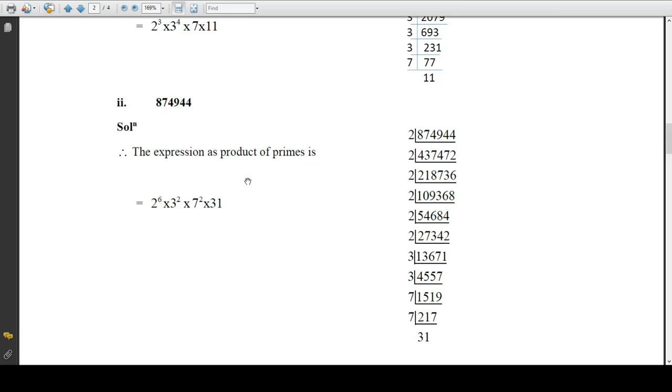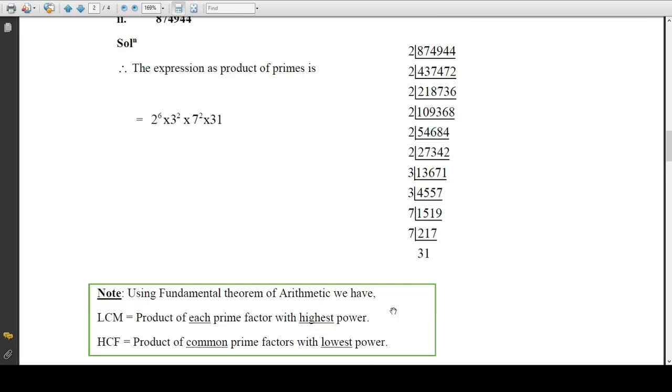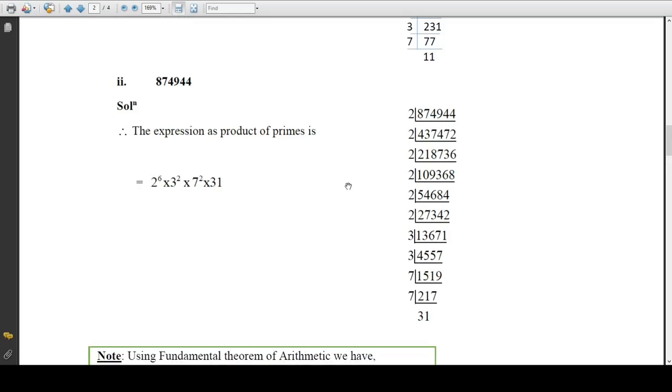Hence the expression as a product of primes: 2 how many times? 1, 2, 3, 4, 5, 6 times. 3 how many times? 2 times. 7 how many times? 2 times, and 31. Okay, you practice with this problem, from the first and second steps, and you will be able to find the factorization of the given number by following this method I have shown to you.